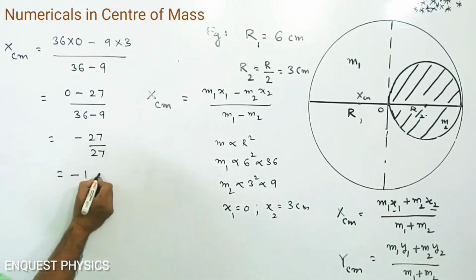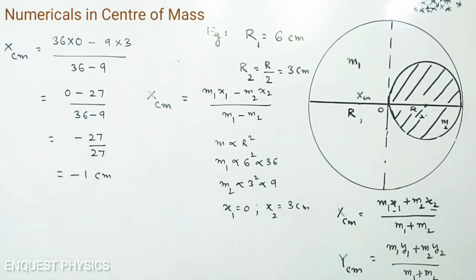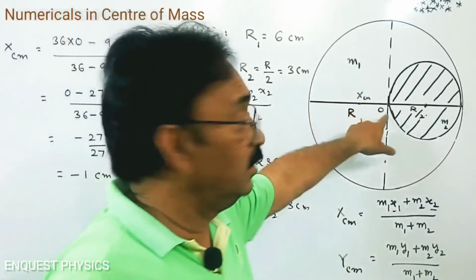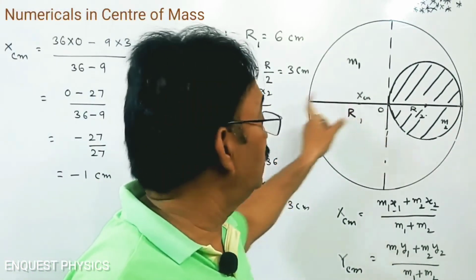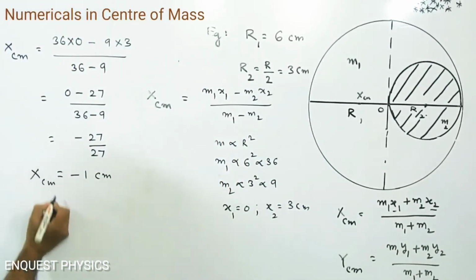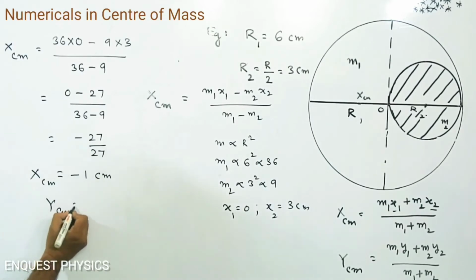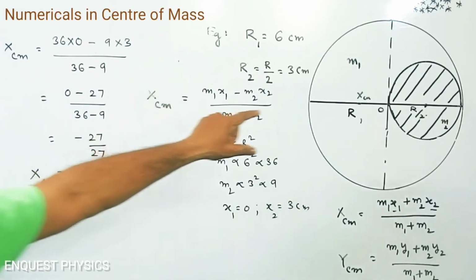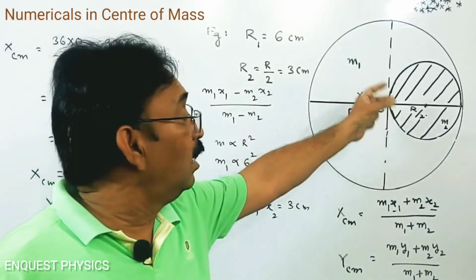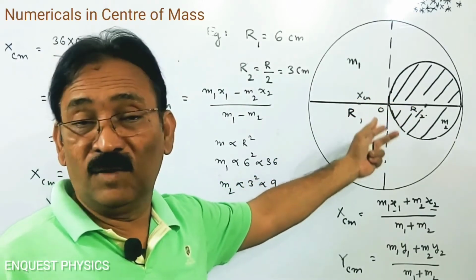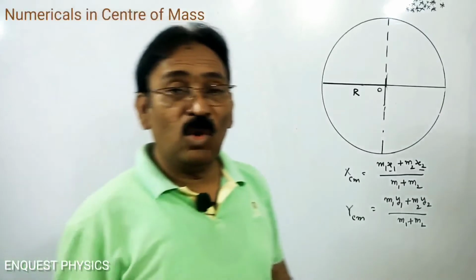Okay, 1 centimeter. The center of mass shifted 1 centimeter to the right side, students. And similarly, for the YCM, there is no change; it is equal to 0. In this way, you can find out the center of mass when a plate is removed from a circular plate of given radius. Let's do one more application, students.